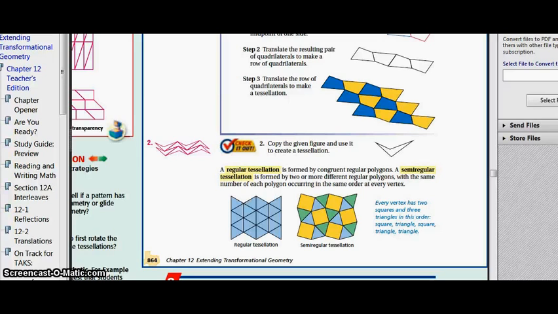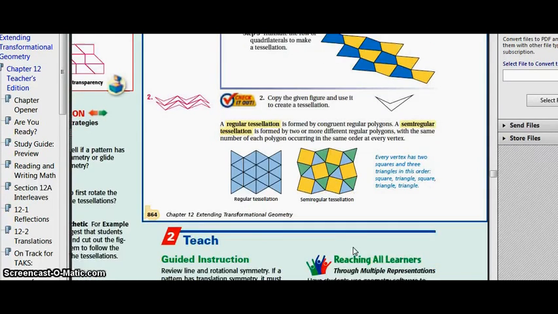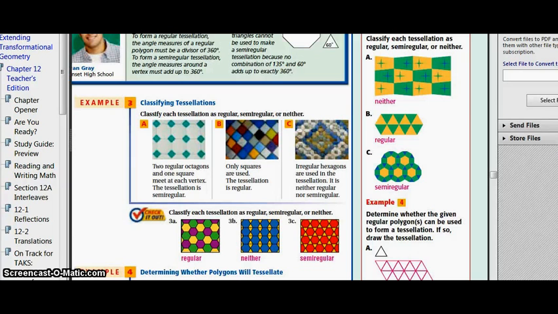And then a semi-regular tessellation is formed by 2 or more regular polygons. So if there's more than one shape, it's automatically semi-regular. But it's only semi-regular if those polygons are regular. Regular polygons meaning all sides congruent, all angles congruent. That's the definition of a regular polygon. So you see our square and then 2 different equilateral triangles here. You can also see a couple other images.